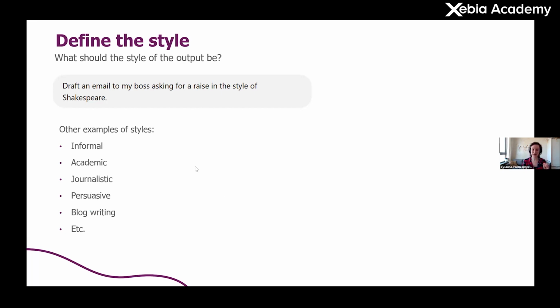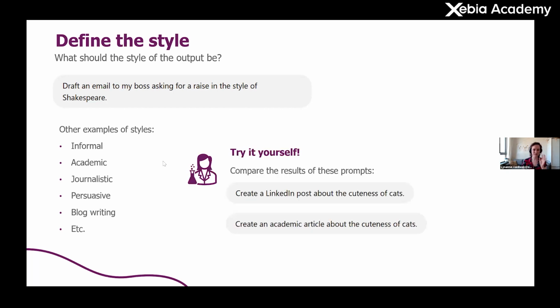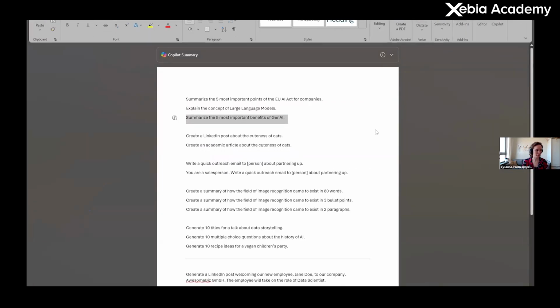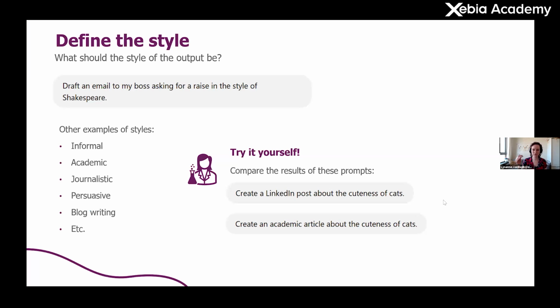Yeah, so defining the style can have a really big influence as well. So let's try that out too. And as I already said, I love cats, so I have two prompts about cats. I would like you to try out these. So don't try them at the same time. But first, create a LinkedIn post about the cuteness of cats. See what the results are there. Then create an academic article about the cuteness of cats.